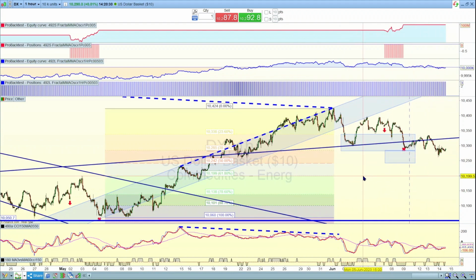As I said in the beginning, a key area will be the 61%. If it breaks below that, then we're going to see more bearishness on the US dollar. So at the moment, it may well bounce to the upside and possibly reach our daily divergence targets in the coming days or possibly weeks.